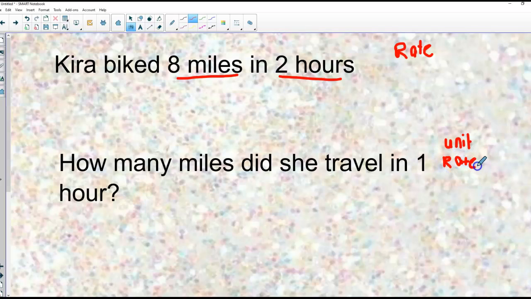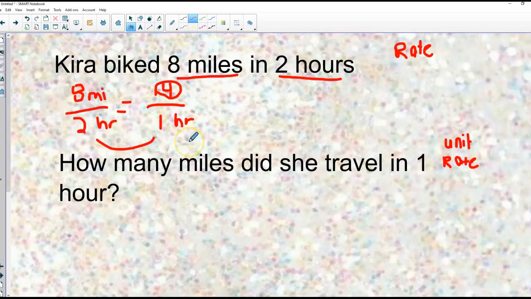One way we could do it is we could set up sort of a ratio that we've been using. So let's look. If Kira went 8 miles, right, in 2 hours, we want to know how many did she go in 1 hour. So I would put the 1 across from my hour, right? I'm matching up my units. And we would be able to figure this out. We should be able to say, like, hey, we divide by 2 here. And if I divide by 2 up here, I would know that in 1 hour, she went 4 miles, right?